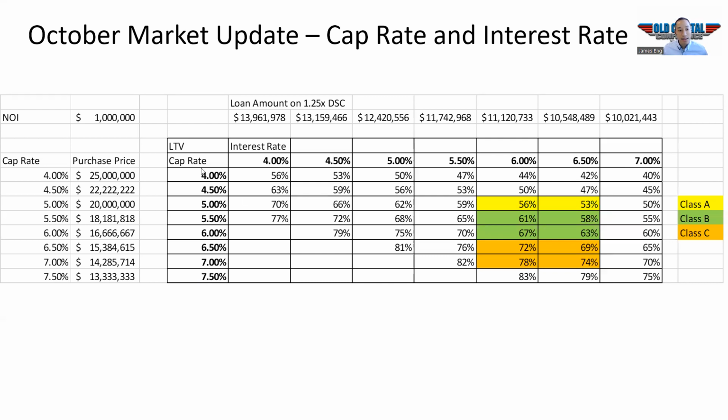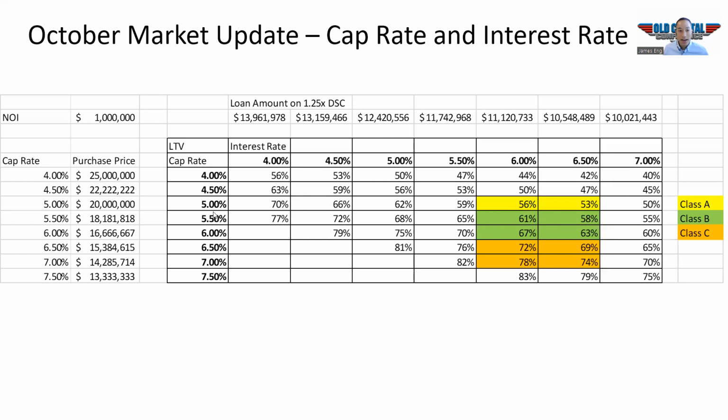So when you look at this deal, if you bought on a 4 cap and the interest rate was 4%, you could get 56% LTV. This is on a standard Fannie Mae Freddie Mac loan. In reality, what are we seeing in today's market is cap rates are expanding. It's going anywhere from 5 all the way to 6.5 to 7, depending on A, B, or C. I just use Dallas Fort Worth as an example.